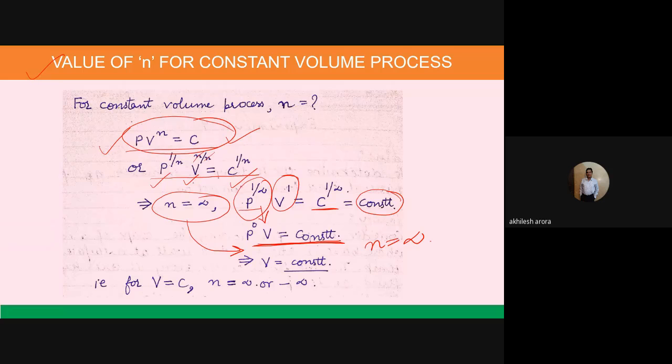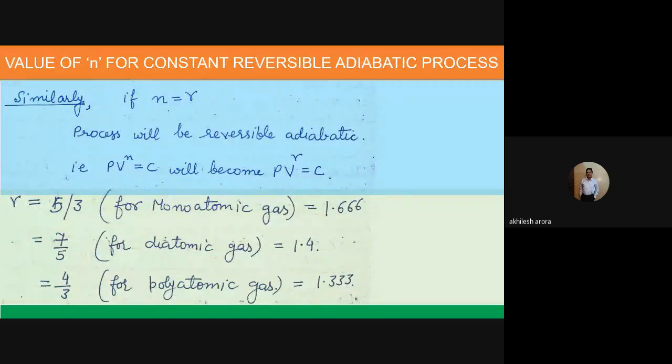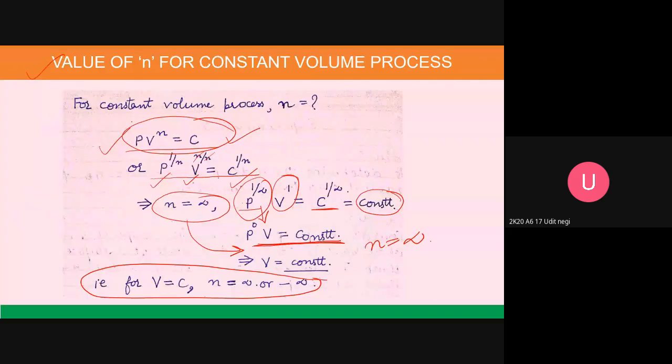So it can have either the value of N as infinity or minus infinity. Similarly, P raised to power 1 by infinity becomes P raised to power 0, that will be 1, so P becomes 1.